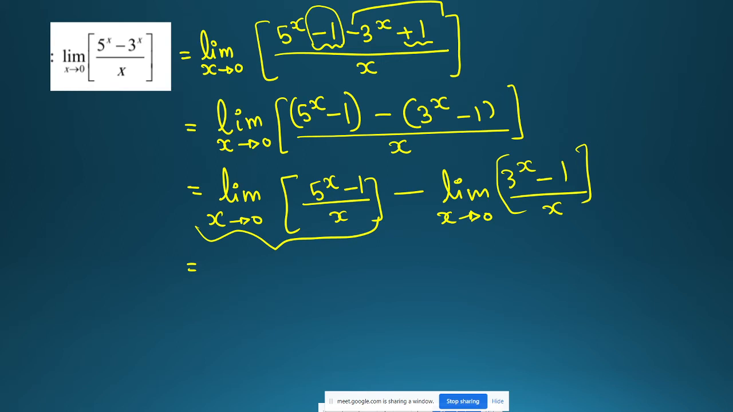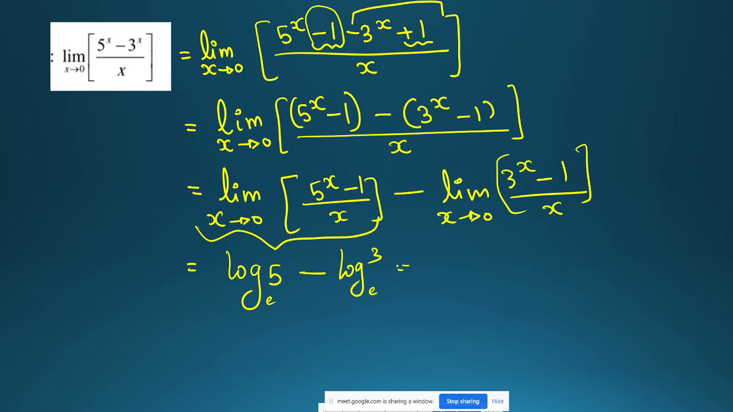Yes, it is. Okay, very good. It is log 5. The first part is nothing but log 5. Yes, it is that kind of a formula, a raised to x minus 1 by x. So the answer is log 5. Similarly, the answer for the second must be log 3.